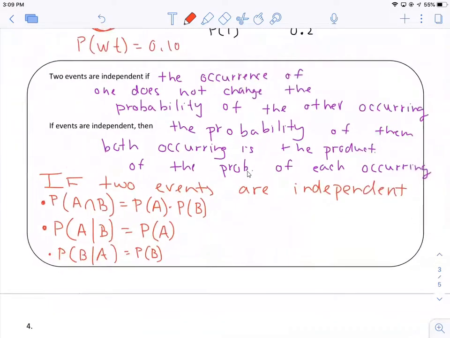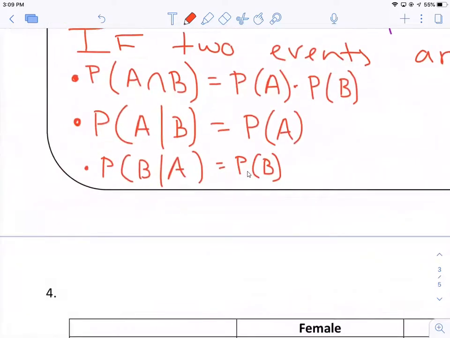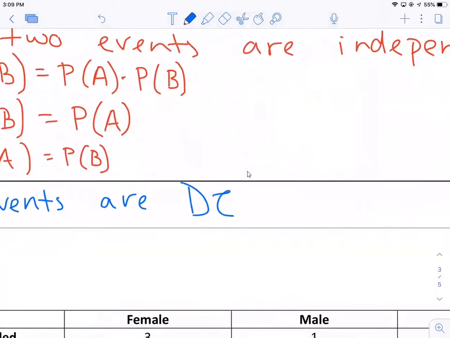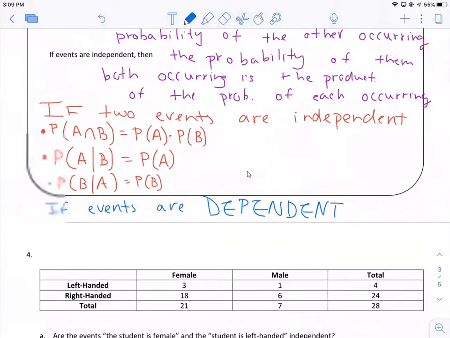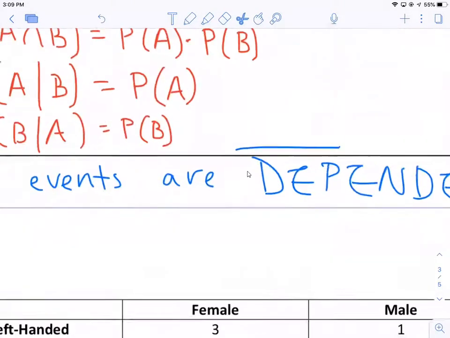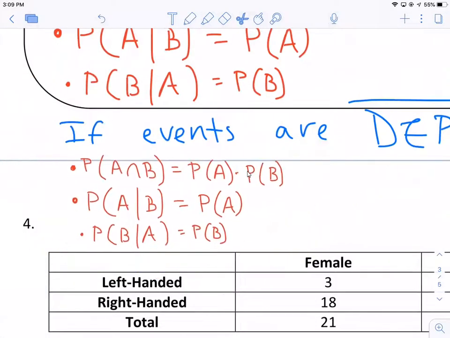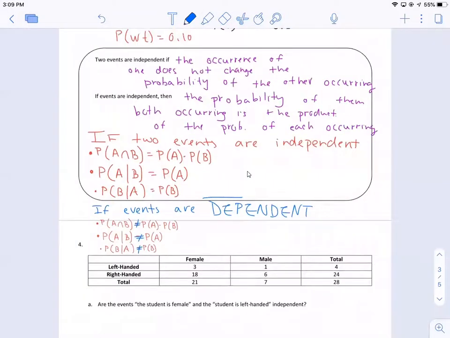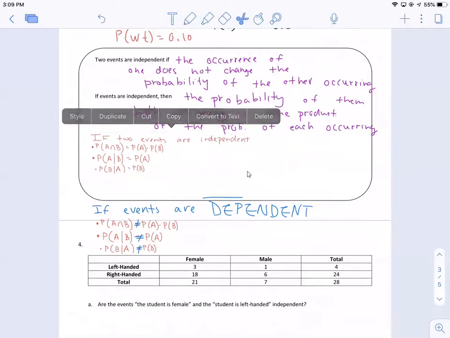Right, so this is true if the events are independent, and therefore, if events are dependent, then none of that is true, right? Because then one event is going to affect the other event. Then you can't just multiply the probabilities together. And when you look at conditional probabilities, that condition will affect the probability of the other event happening. So we can just put does not equal symbols for each one of these. And that is pretty much what you need to know for independent probabilities, at least for right now.